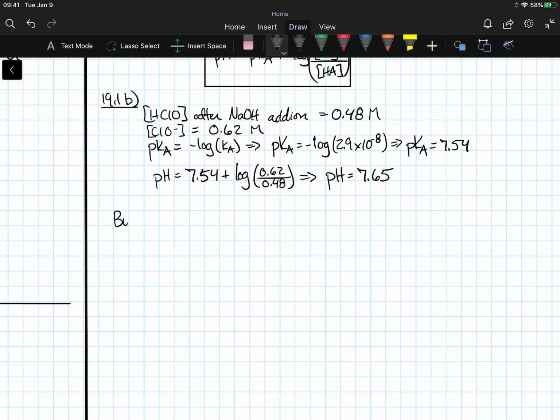Next, we want to talk about what makes a good buffer. In order to use the Henderson-Hasselbalch, we have to know if we have a good buffer and what that means. So buffer capacity talks about how much acid or base that buffer can absorb before it is not a buffer anymore. So we say the more concentrated the buffer, the higher the buffer capacity.